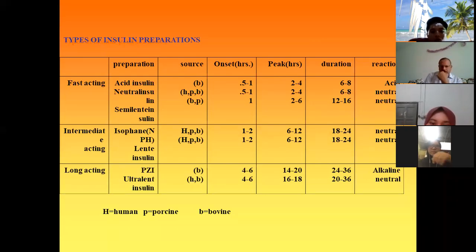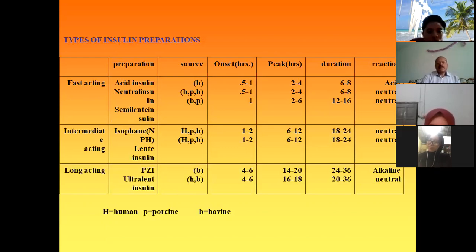This table shows the three main types of insulin preparation in relation to the onset and duration, as we speak about them: fast acting, intermediate acting, and long acting. What are the preparation, sources, onset, peak of effect, duration. Fast acting may have different preparations: acid insulin, neutral insulin, and stimulant. So fast acting may be in the form of three preparations like this, acid, neutral, and stimulant insulin.